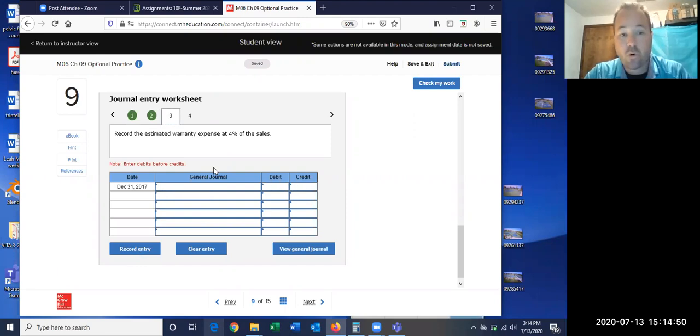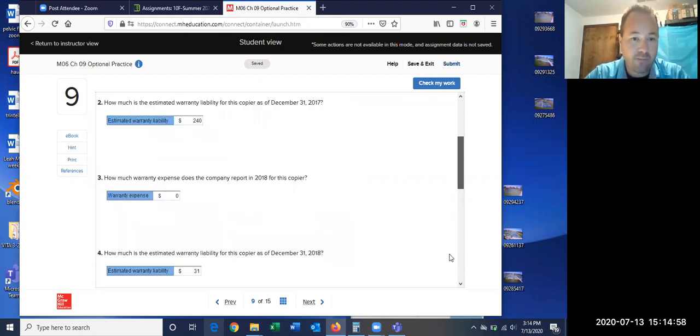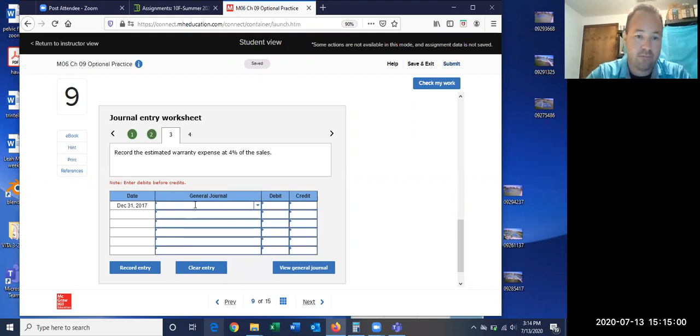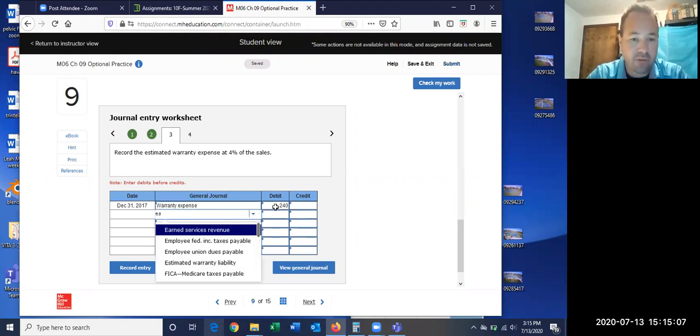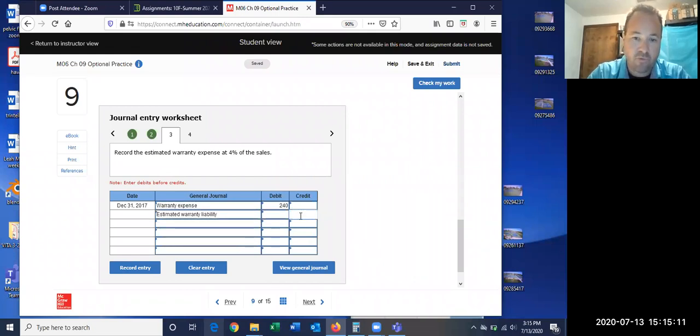Now we're going to go ahead and record the warranty expense for the year of the sale. And that was $240. Warranty expense $240, and credit that estimated liability, estimated warranty $240.